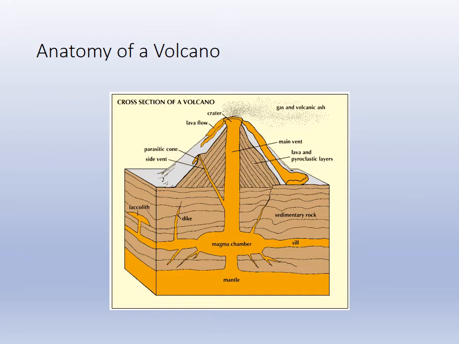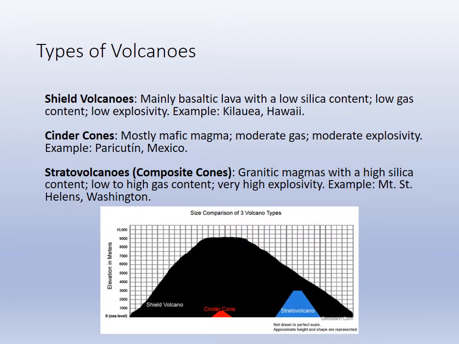This image shows you an anatomy of the volcano and some of the igneous intrusions, like a laccolith or a dike or a sill. This image shows you the relative size of the types of volcano. Shield volcanoes are oceanic in origin. The other two are more continental margin and intracontinental volcanoes.